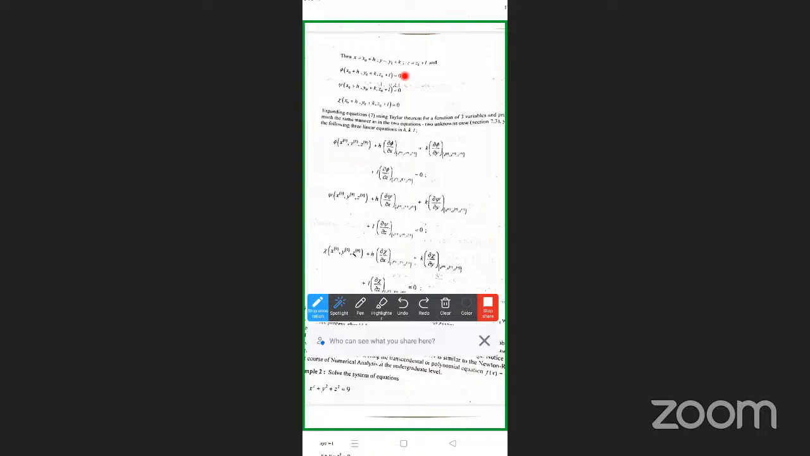Expanding equation 7 using Taylor's theorem. The expansion of pi of x naught plus h, y naught plus k, z naught plus l is pi of x naught, y naught, z naught, the zeroth iteration value, plus h into dou pi by dou x at zeroth iteration values, plus k into dou pi by dou y, plus l into dou pi by dou z at zeroth iteration values. So pi at zeroth iteration values and the first derivatives of pi with respect to x, y, z at zeroth iteration values. So this is the formula.